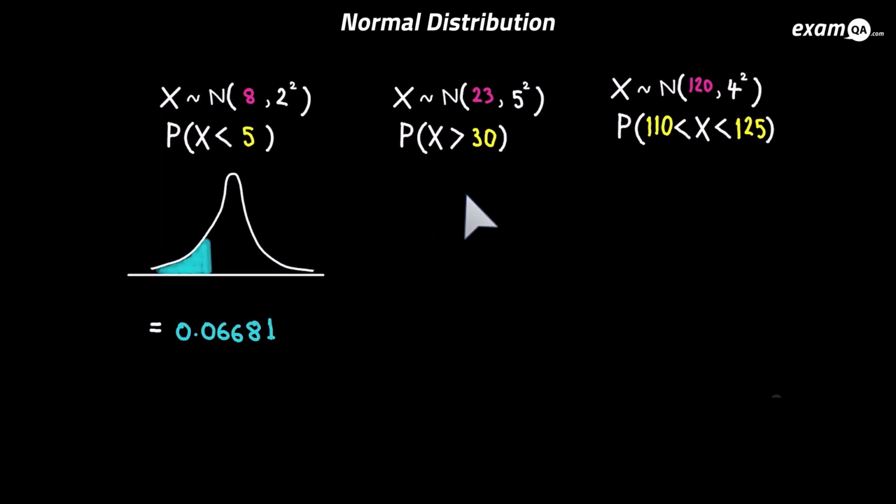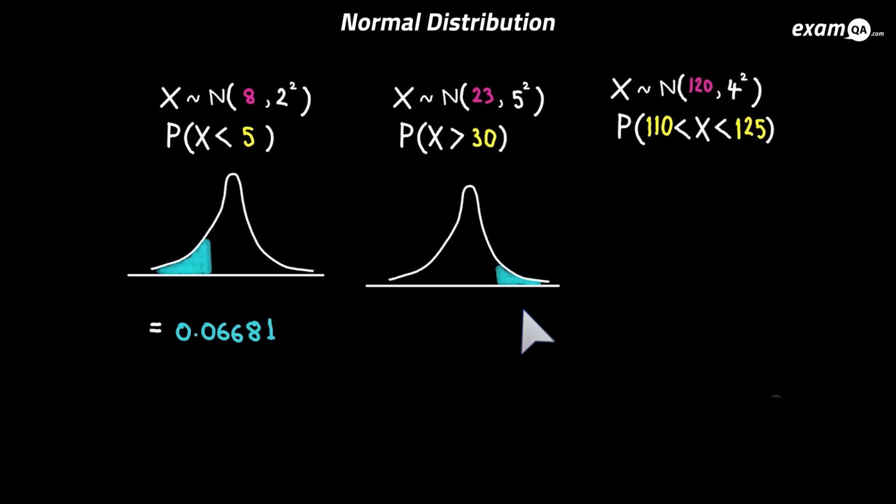Okay, so the next question says x is distributed normally, the mean is 23, and the standard deviation is 5 here. So this time it wants the probability of x is more than 30, meaning the area of 30 and more. Now this is going to look slightly different on the graph, because of course 30 is above the mean. So it wants this area here. This is a very rough drawing and you don't need to always do this drawing.